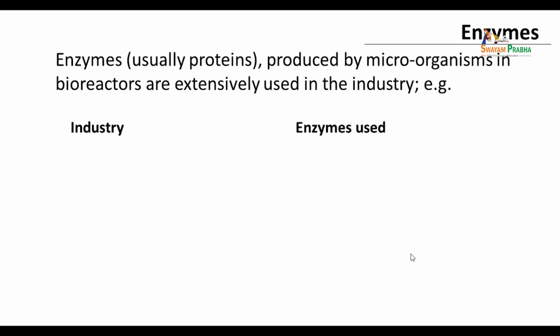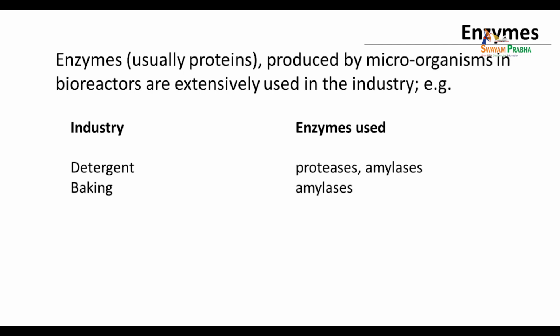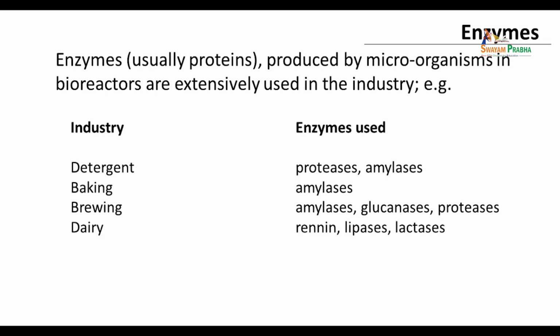The listing is as enzyme industry and the enzymes used. They are heavily used in the detergent industry, especially enzymes such as proteases and amylases, to improve the cleaning ability of the detergents. In the baking industry, amylases are used. In the brewing industry, amylases, glucanases and proteases are used. In the dairy industry, rennin, lipases, lactases. In the starch industry, amylases, glucose isomerase.